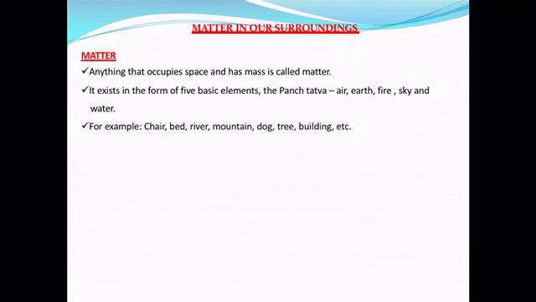But if you take an example like a shadow, the shadow is not matter. Try to think why it is not matter and try to give the answer yourself. Try to search for this answer. And matter has a few characteristics.